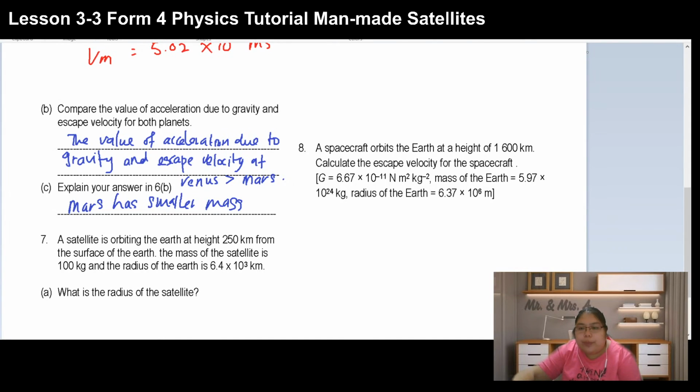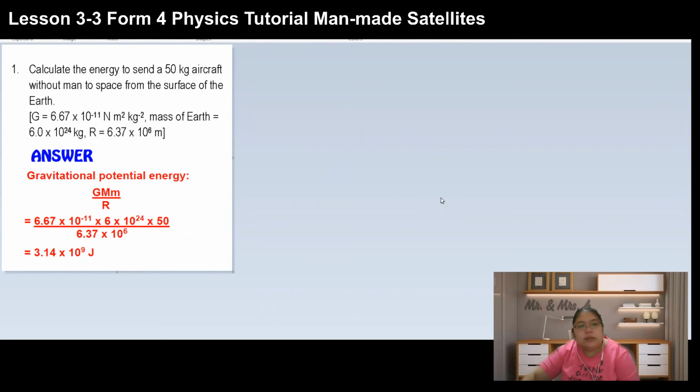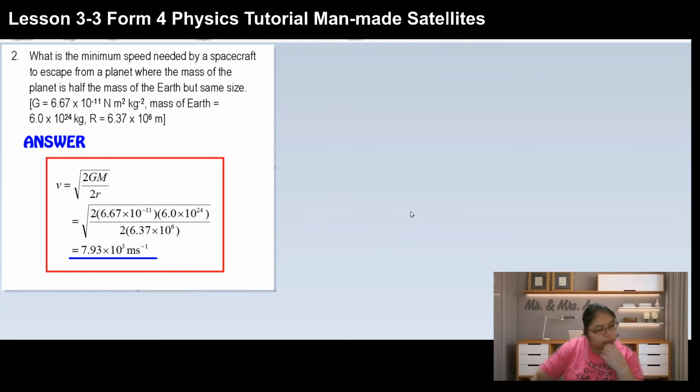Okay, number 1. This one is number 1. Just now I said I want to show you all the calculations. So we check. Number 1 is 3.14 times 10^9 joule. Okay, then we go to the second one. This one, the second one, I get 7.93. Okay, you check, because the 2 and 2 we can cut, right? Then you press your calculator, is it correct or not?